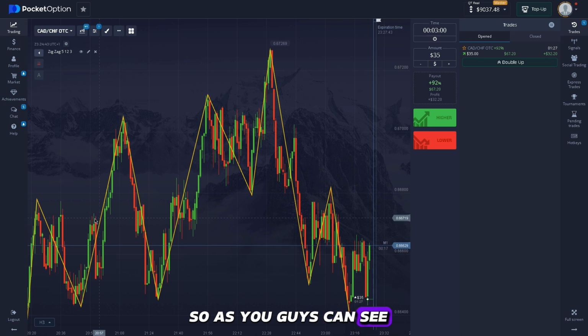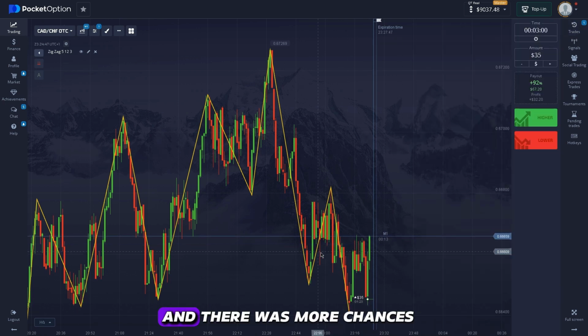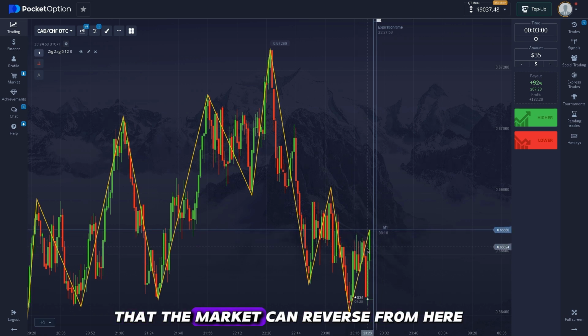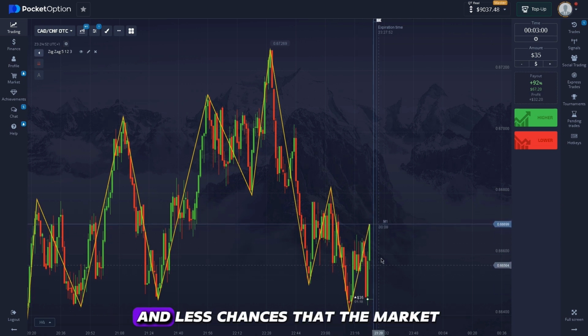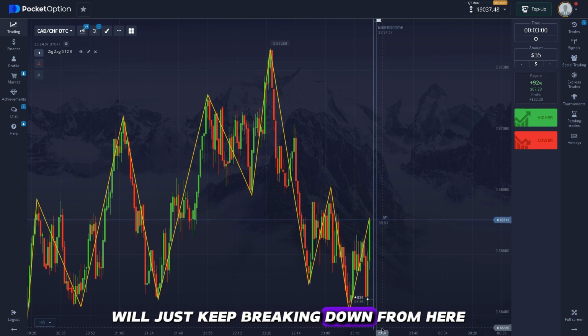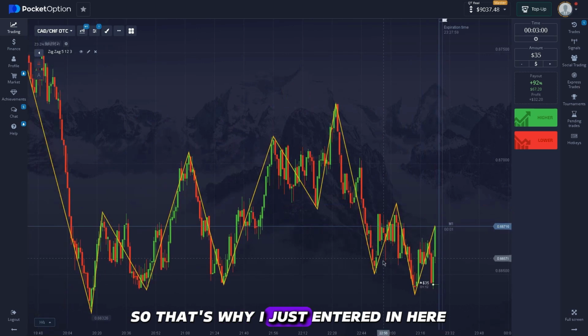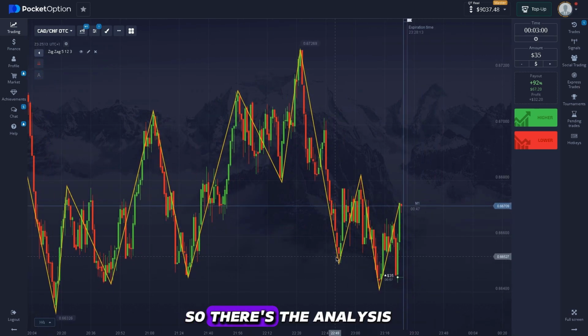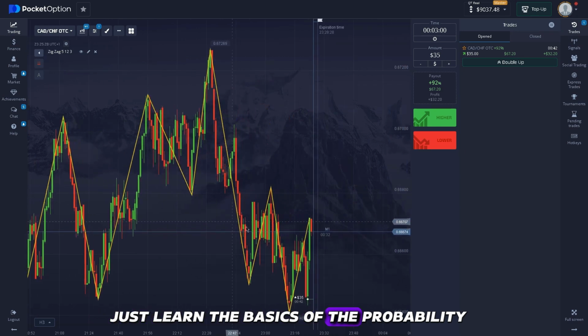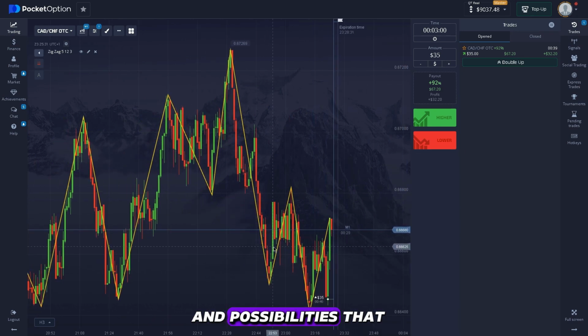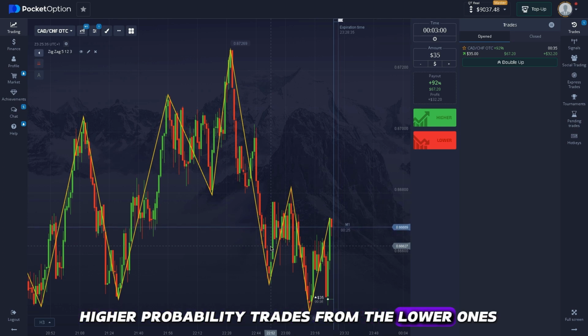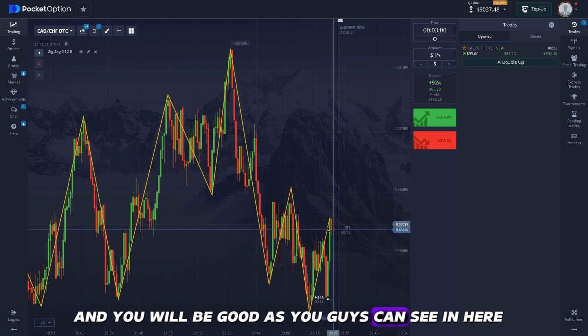As you guys can see, we just entered in here, and there were more chances that the market could reverse from here, and fewer chances that the market would just keep breaking down from here. That's why I entered in here. So there's the analysis behind this trade. Just learn the basics of probability and possibilities, how to differentiate higher probability trades from the lower ones, and you will be good, as you can see in here.